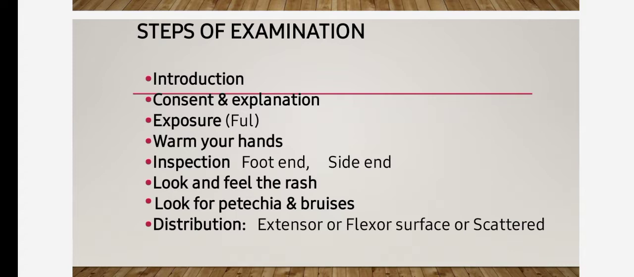Look for petechiae, which are mostly present in case of ITP, or bruises, which can be present in case of factor 8 deficiency, von Willebrand factor deficiency and ITP. Now check for distribution, whether it is present on the extensor surfaces. Extensor surface rashes are mostly allergic, while flexure surface rashes are atopic or eczematous.